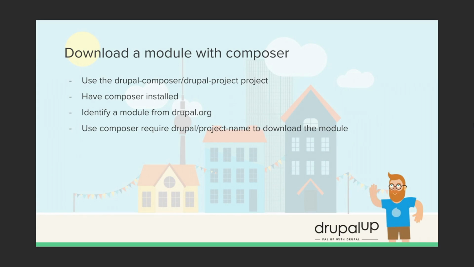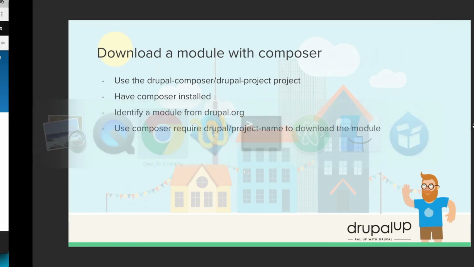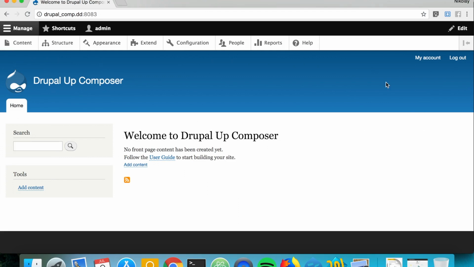to be downloading a module with Composer. We're going to use the Drupal Composer project. We have Composer installed, and we're going to identify a module from Drupal.org, and we're going to use Composer require to download the module. So here we have a Drupal instance installed, and we don't have the devel module in it.